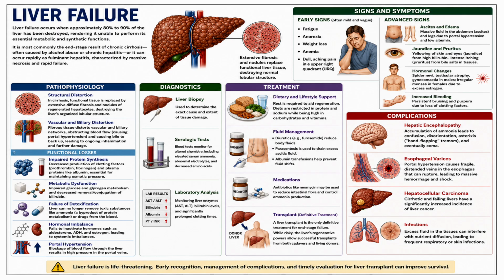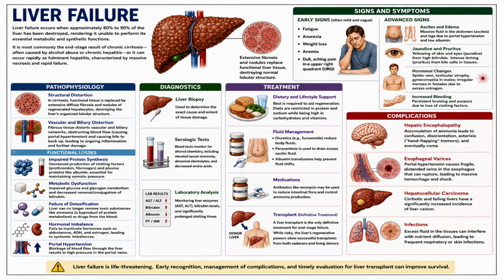Early signs include fatigue, anorexia, weight loss, anemia, and right upper quadrant discomfort. Now, as the disease progresses, patients could develop ascites, peripheral edema, jaundice, pruritus, hormonal imbalances, and increased bruising or bleeding. And this is due to the loss of clotting factor production. Diagnosis is based on a liver biopsy, lab studies, and serologic testing, which could reveal elevated serum liver enzymes, increased bilirubin, elevated ammonia levels, electrolyte abnormalities, and prolonged clotting times like the PT, INR.